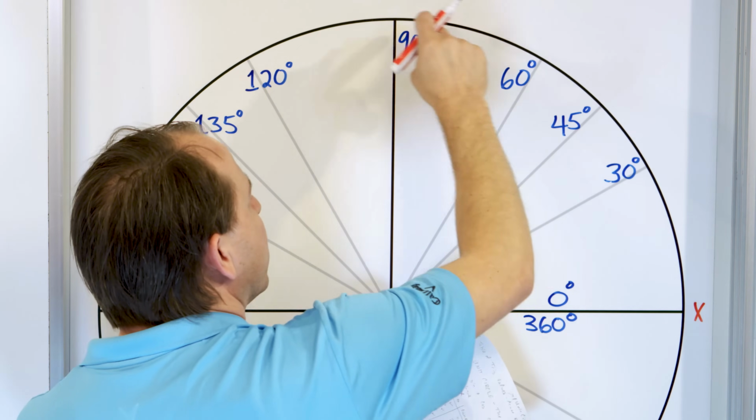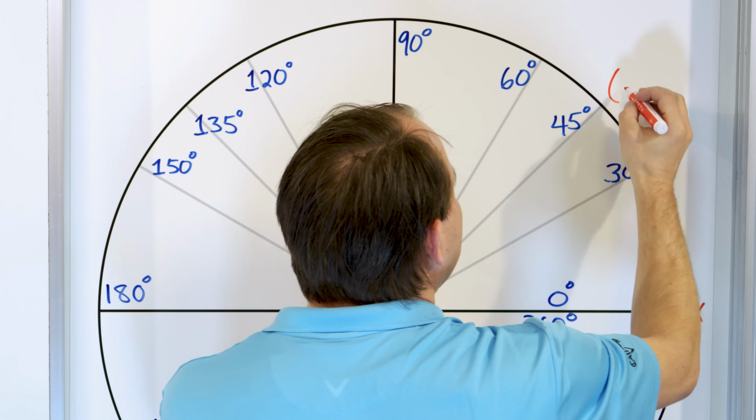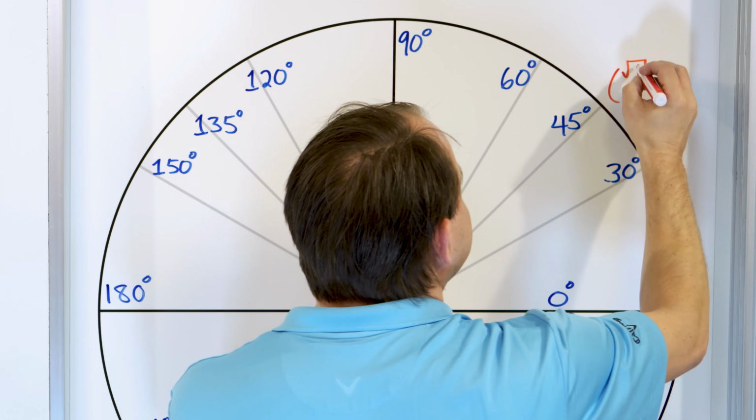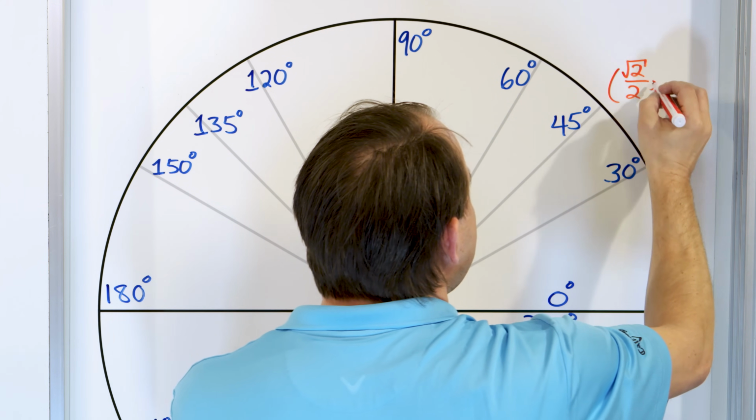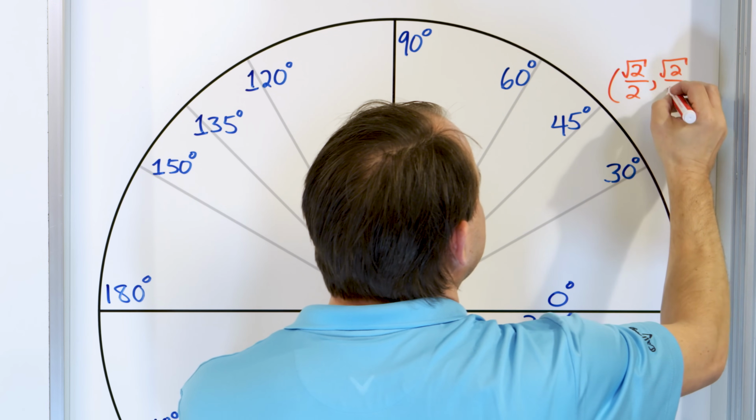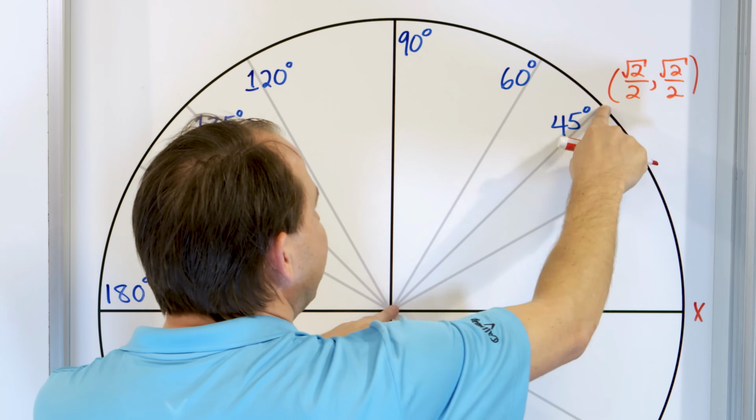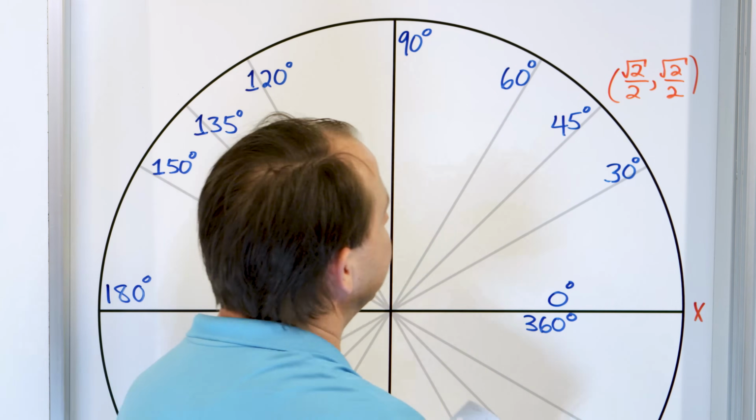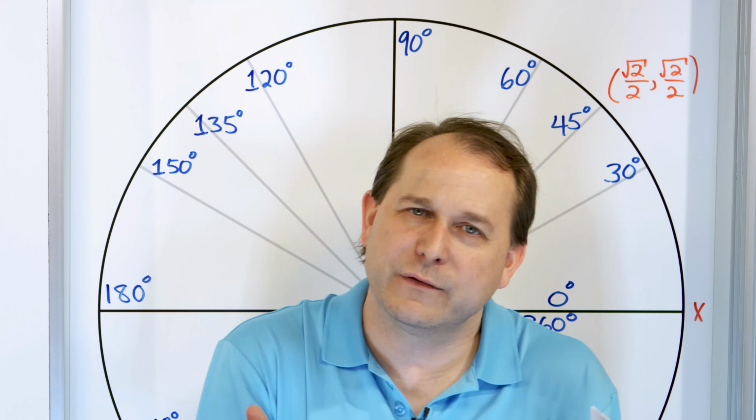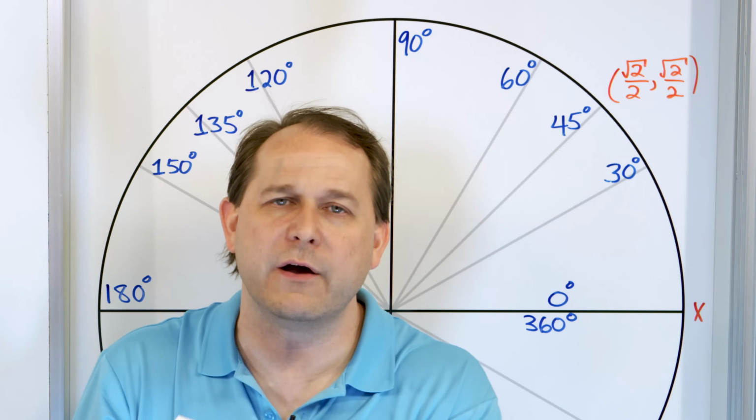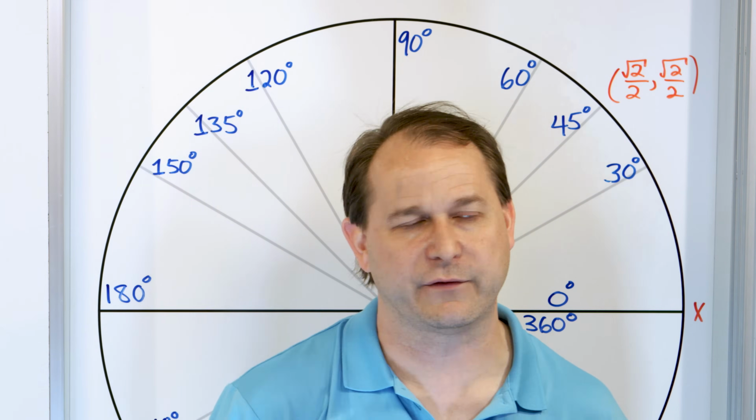That means that if this were really a unit circle, this point would have a coordinate, which would be square root of 2 over 2, comma, square root of 2 over 2. Because the x position of this point would be square root of 2 over 2, and the y position would also be square root of 2 over 2. So the sine and the cosines are also the coordinates of the points around the edge of the unit circle.